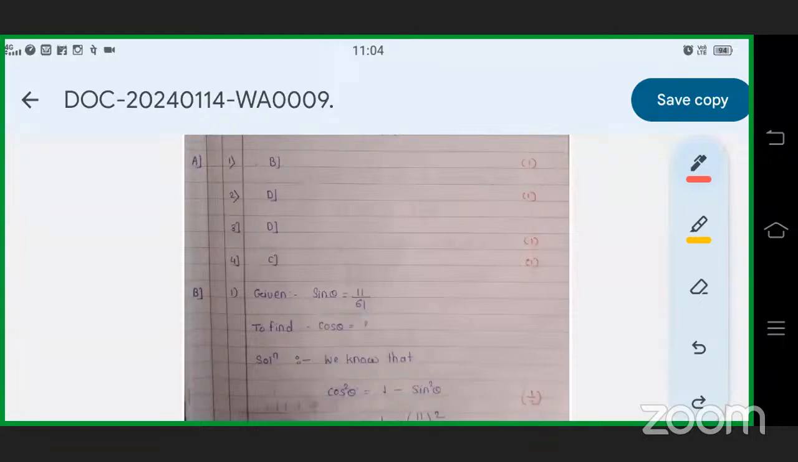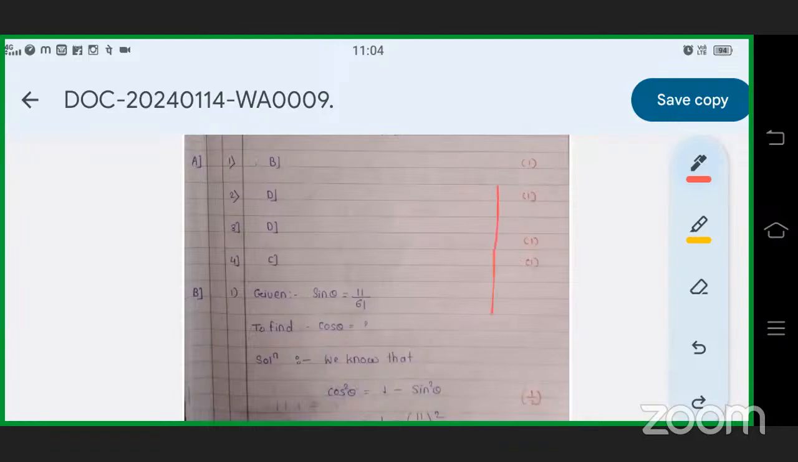Taking the cube root on both sides, L is equal to 1 meter. But when we look at the options, meter is not given. All are in units of centimeter. So 1 meter is equal to 100 centimeters. That is, option C is correct.